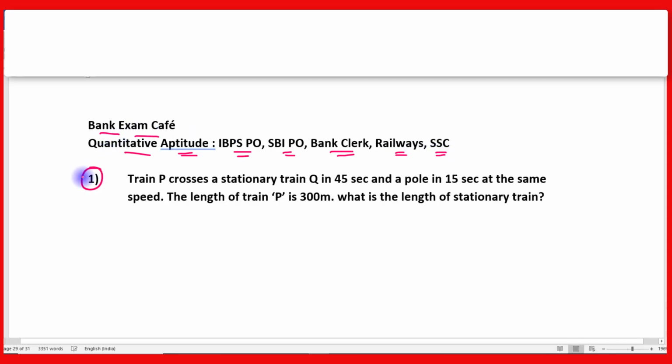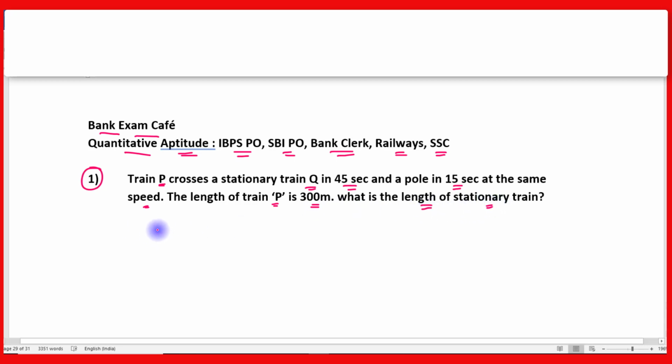Friends, here is the first question on the screen. Train P crosses a stationary train Q in 45 seconds and a pole in 15 seconds at the same speed. The length of the train P is 300 meter. What is the length of the stationary train?